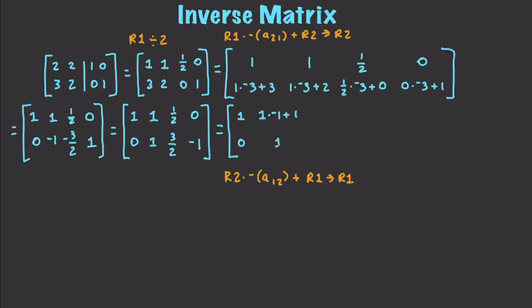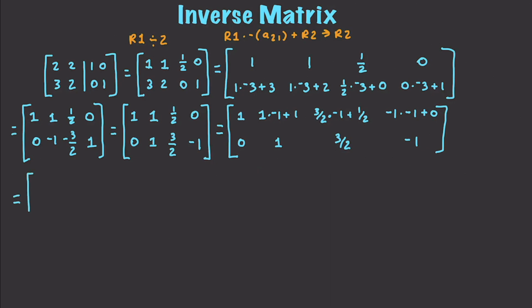This, of course, stays 1. Then we're going to have 3 over 2 times negative 1 plus 1/2. This remains 3 over 2. And then finally we have negative 1 times negative 1 plus 0. And this remains negative 1. And whenever we go and fill out all of those calculations, what we end up with is an identity matrix now. And what is left behind is our inverse matrix.